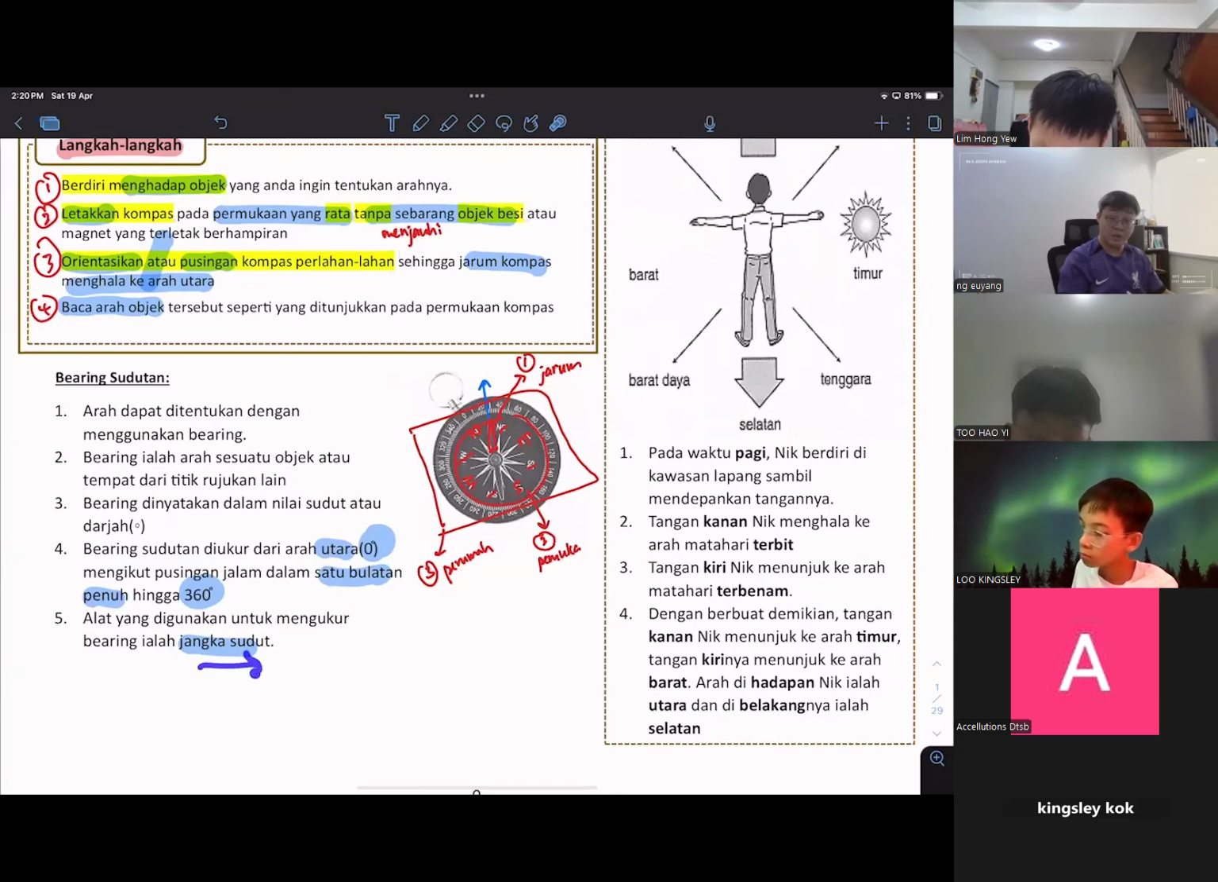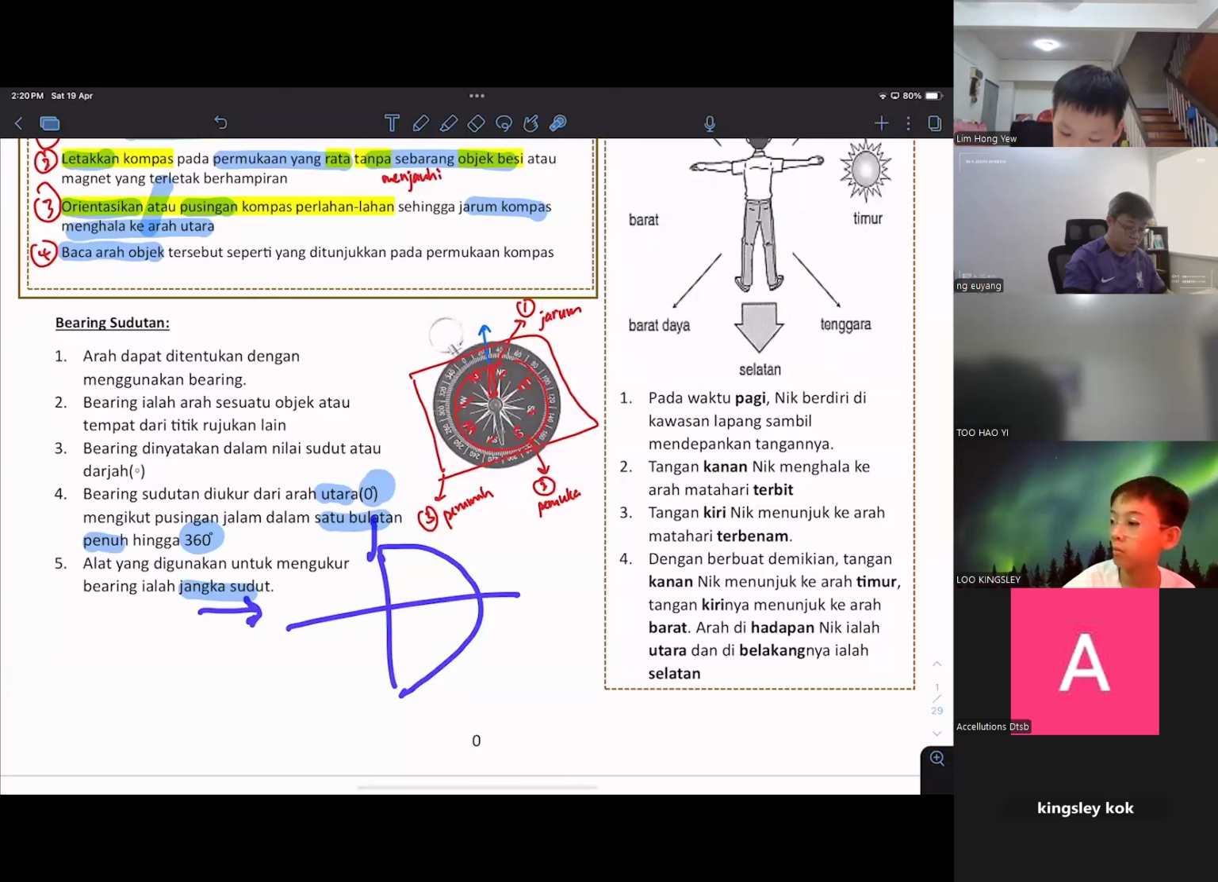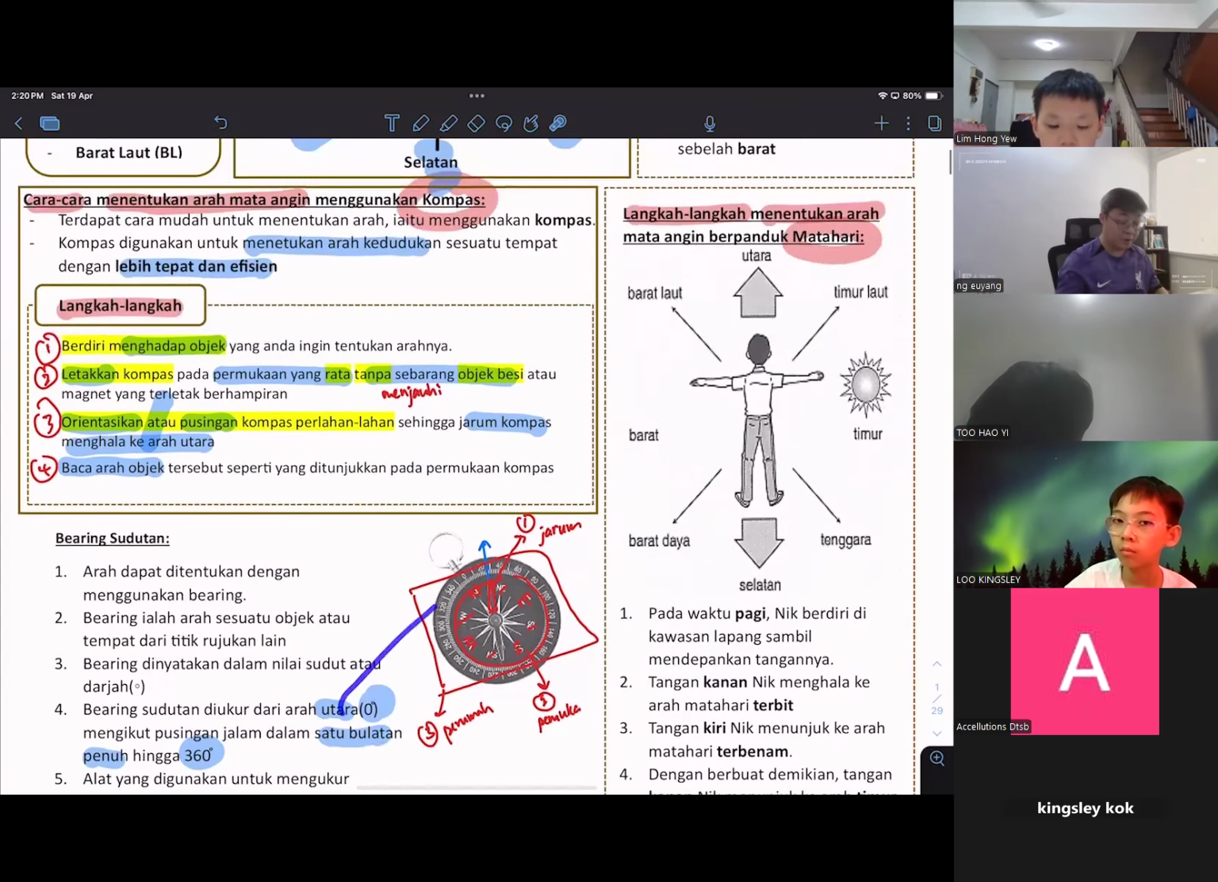So I think your school teacher already taught you guys many times to practice, right? Always try to measure according to the arah utara, which is from 0 degrees. So this is how you are supposed to place your protractor, known as jangka sudut. Okay. So done for the compass.